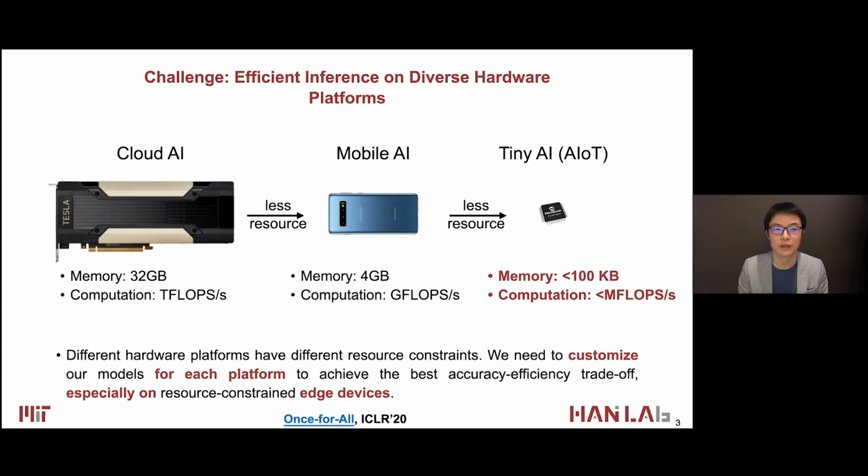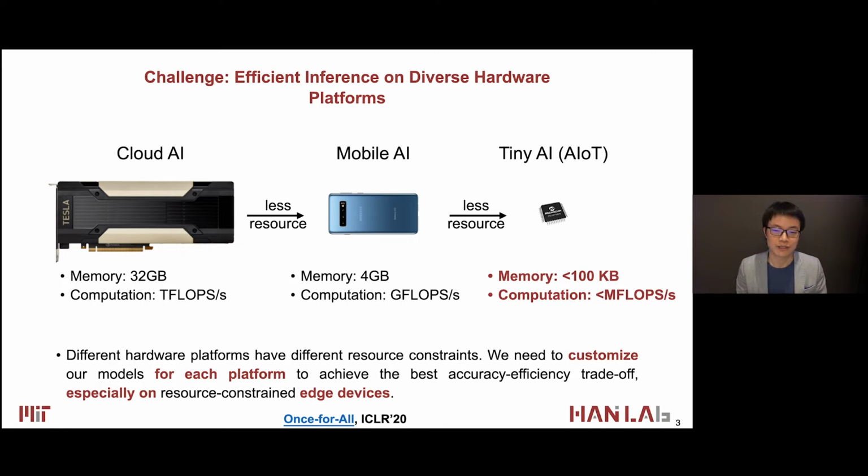So the challenge is efficient inference on diverse hardware platforms. We have a broad spectrum of hardware devices to deploy neural networks, ranging from cloud AI to mobile AI to tiny AI or the AIoT. A cloud GPU may have a very large memory, such as V100 has 32 gigabytes of memory. The computation power is teraflops per second, right?